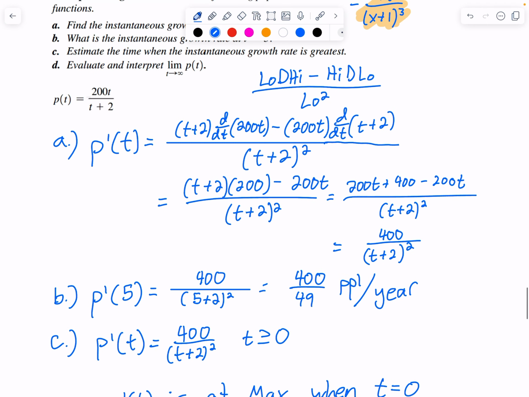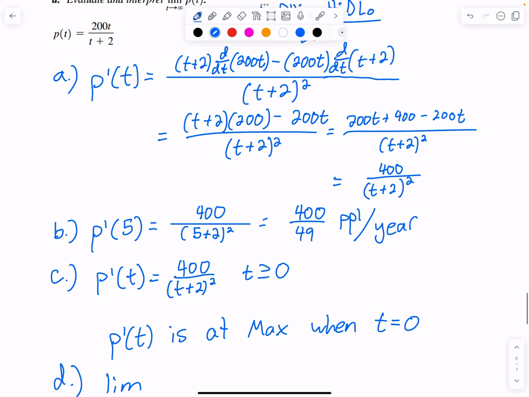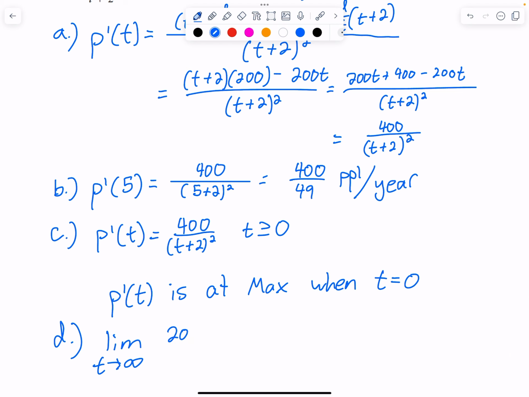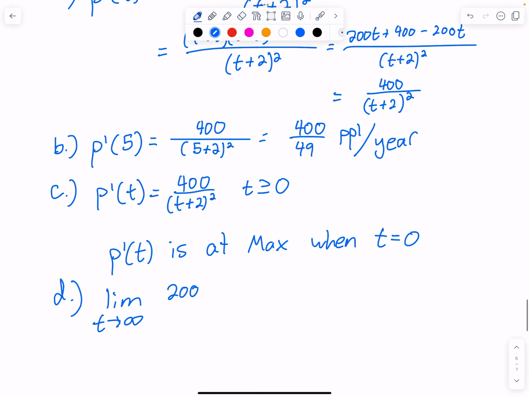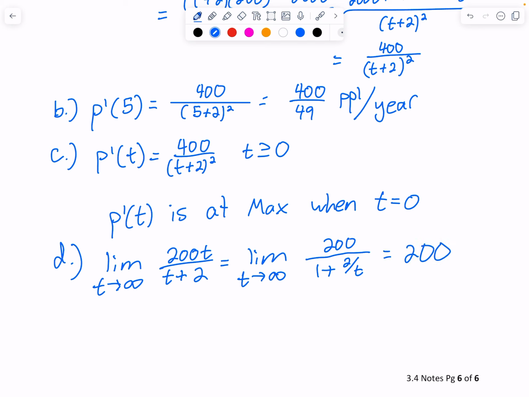D says interpret the limit as t goes to infinity of P. So it's of this function, 200t over t plus 2. Now remember, for these limits, just from the first test, for infinite limits I'm going to divide by the biggest variable, which is t. So I'm going to get 200 over 1 plus 2 over t. I take that limit. The 2 over t goes to 0. Everything else stays the same, which means we got 200.